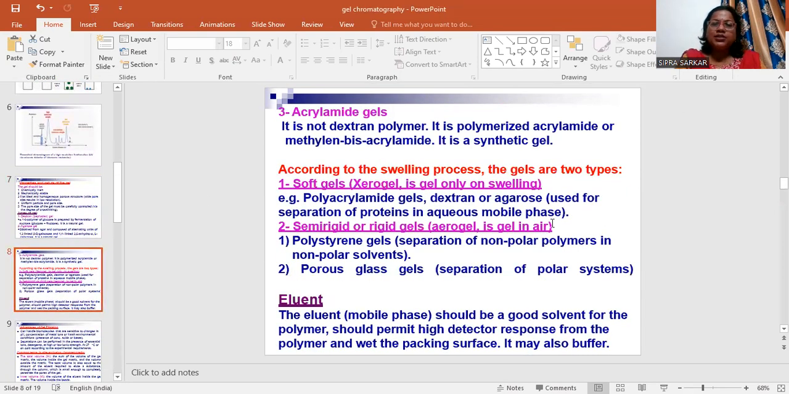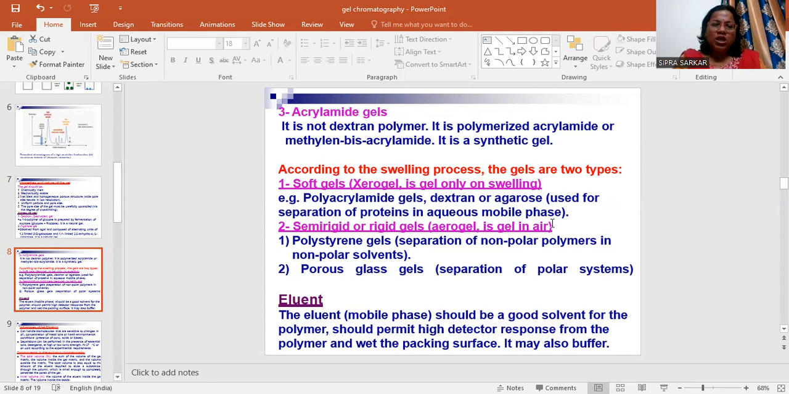One is acrylamide gels, that is also very important, polyacrylamide gels. It is not a dextran polymer, it's a polymerized acrylamide or methylene bisacrylamide. That's a synthetic gel. Okay. In case of PAGE, that is used for gel electrophoresis, we have also used this in case of protein separation. According to the swelling process, the gels are of two types.